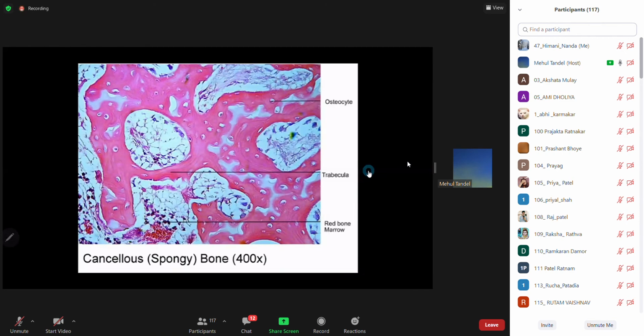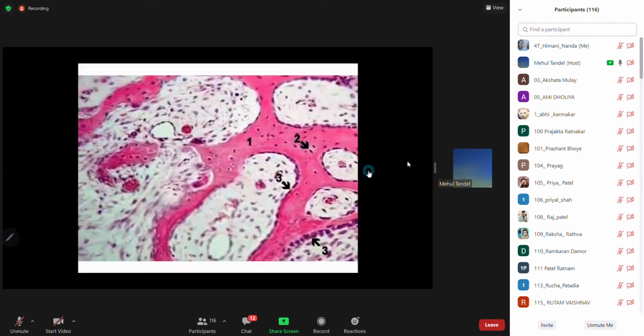You can see this is a trabeculae. All these are trabeculae. This is a marrow space. In the trabeculae, all these are concentric lamellae. This space is a lacuna. Lamellae contain lacunae, and lacunae contain osteocytes. You can see the nucleus of the osteocyte inside. So that is the structure of spongy bone.